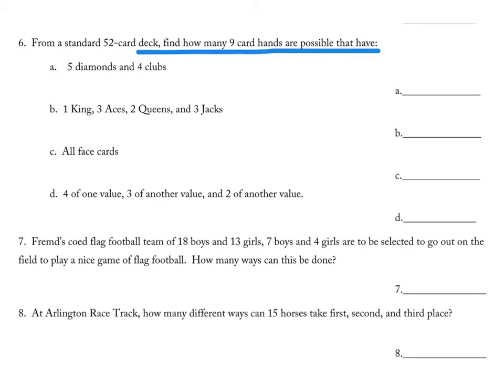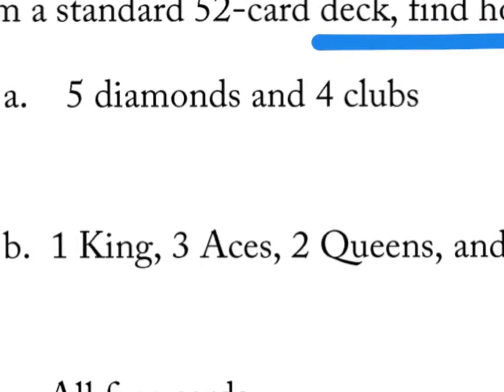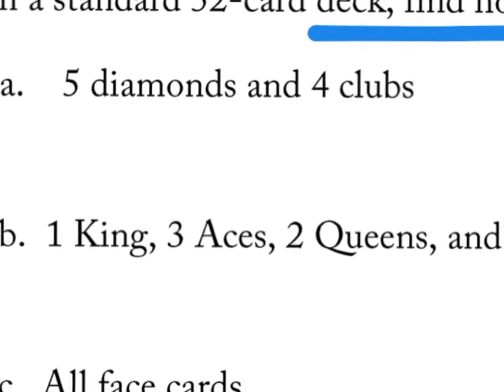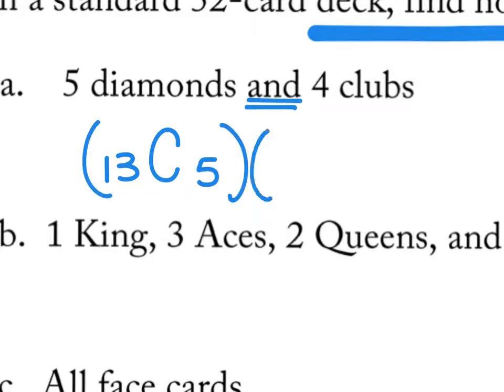So for 5 diamonds and 4 clubs, you need to ask yourself how many diamonds are in the deck. Well, in the deck, there are 13 diamonds. So from those 13 diamonds, I need to choose 5. The word says and, so I need to multiply that. Now, it's a completely different suit. So there's 13 clubs. So from those 13, I'm choosing 4. And I'm going to take those in my calculator, and I'm going to multiply them.